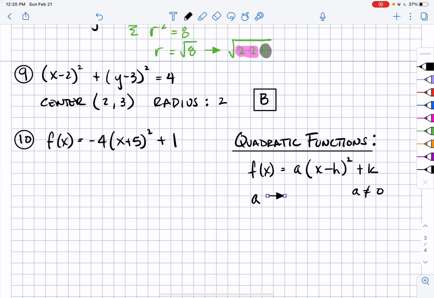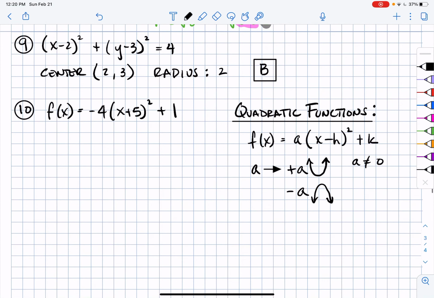All right. So what the a is trying to say is this: if it's a positive a, then the parabola is going to smile. And if it's a negative a, the parabola is going to frown. Okay, so that's number one. And your vertex is the point h comma k.